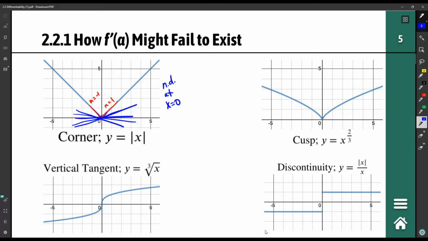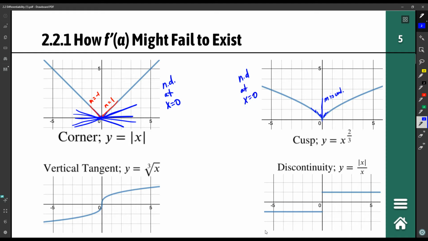To the upper right-hand corner, we have the graph of y equals x to the 2/3. This one is similar to a corner point, but we call it a cusp. The behavior is slightly different. If we look at all of the curve's slopes moving into x equals 0, they actually do eventually agree, except that the tangent line becomes vertical. So in this case, if the tangent line looks vertical, that tangent line has an undefined slope. And if the slope is undefined, then we have a derivative that's undefined, or better yet, the derivative does not exist.